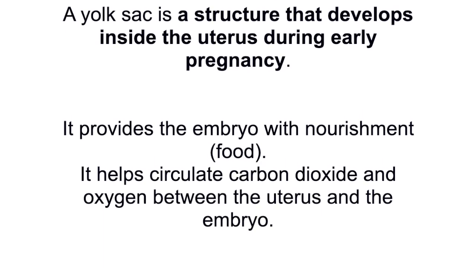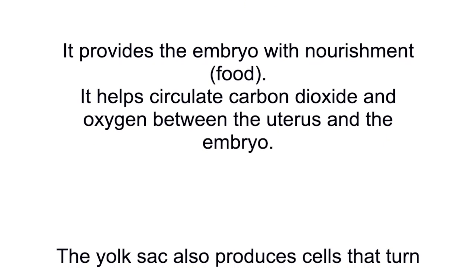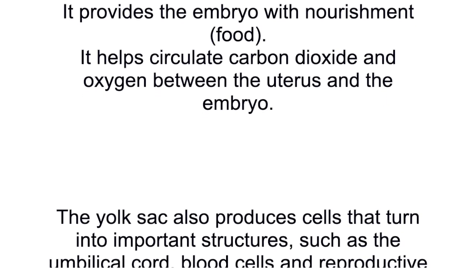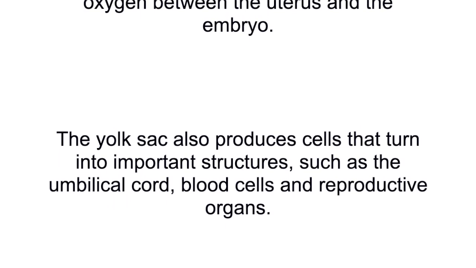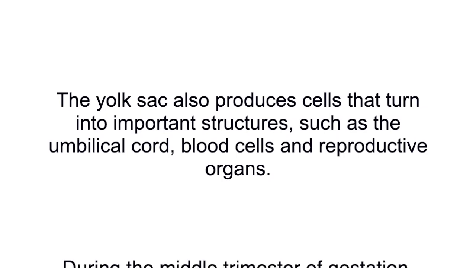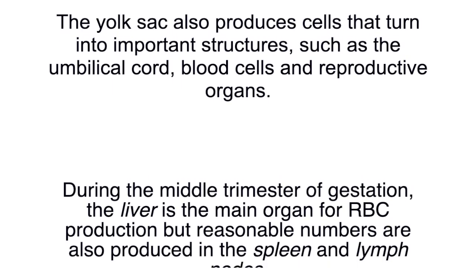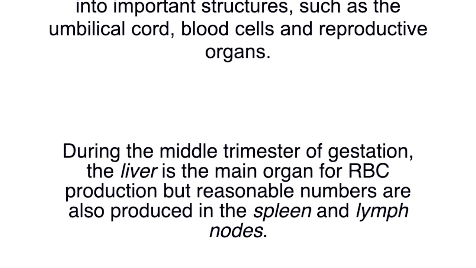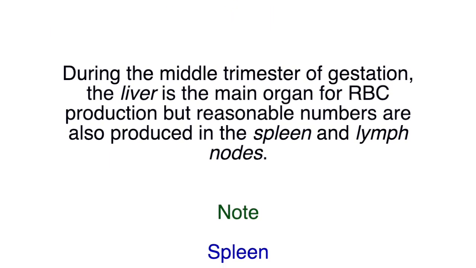The yolk sac also produces cells that turn into important structures such as the umbilical cord, blood cells, and reproductive organs. During the middle trimester of gestation, the liver is the main organ for RBC production, but reasonable numbers are also produced in the spleen and lymph nodes.